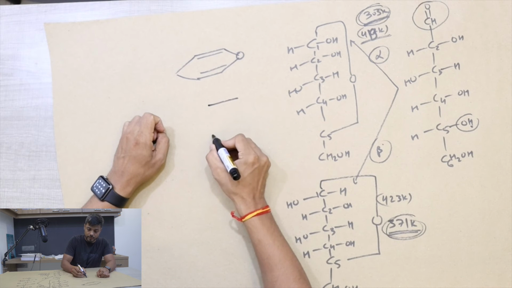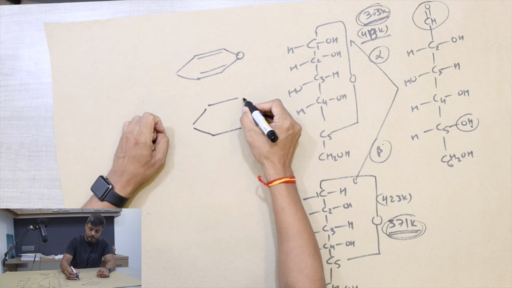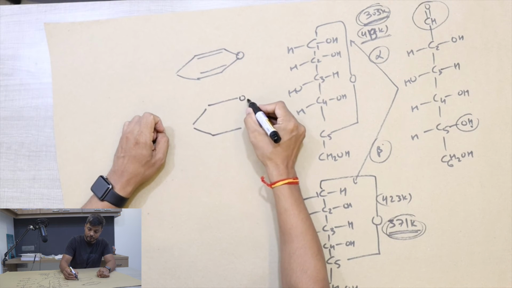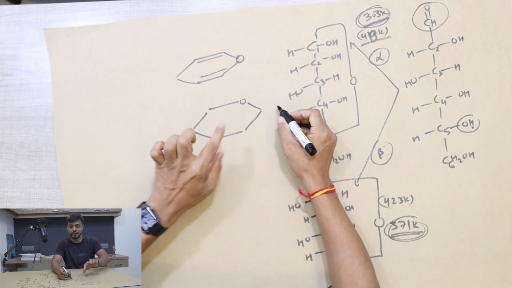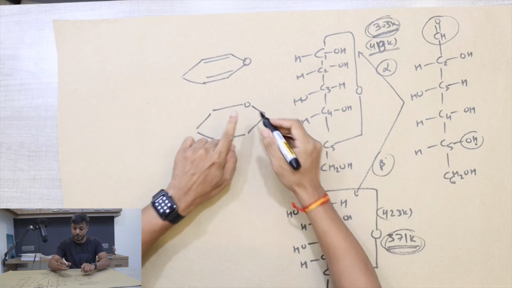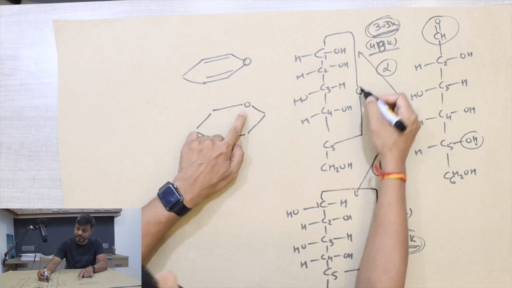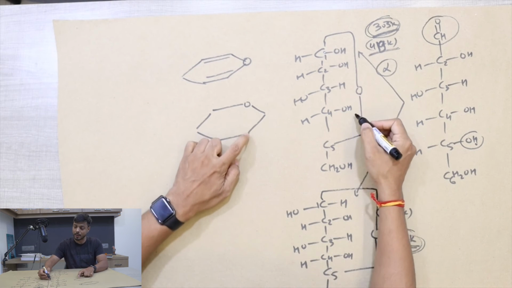So we have a structure like this. In one vertex we have oxygen. It can be any vertex. I have chosen this one because it is a little convenient, you'll come to know. Now just remember, this oxygen is connected to carbon number 1 and carbon number 5.